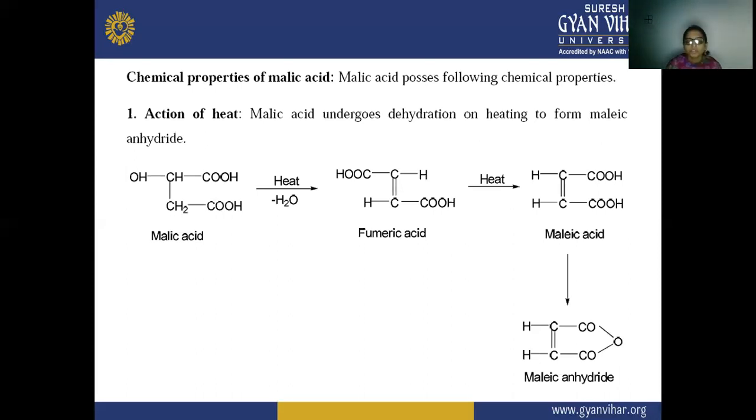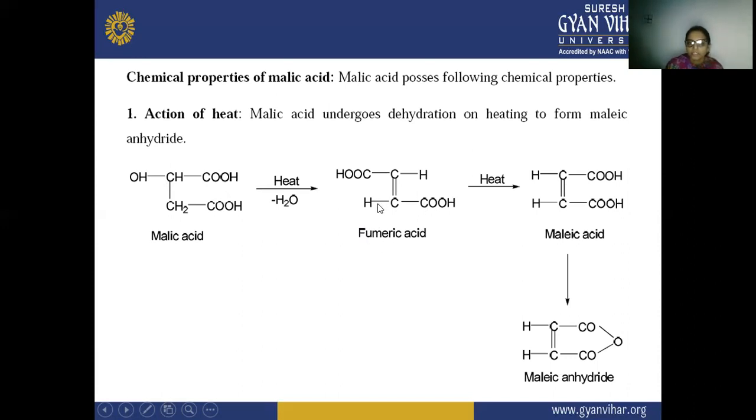In the first reaction, you can see that malic acid is dehydrated on heating, and there is a formation of fumaric acid. So fumaric acid is formed here. You can see this OH and this H have been removed from here, meaning a water molecule is removed, and there is a formation of a double bond here. You see the double bond is formed here. So this is your fumaric acid.